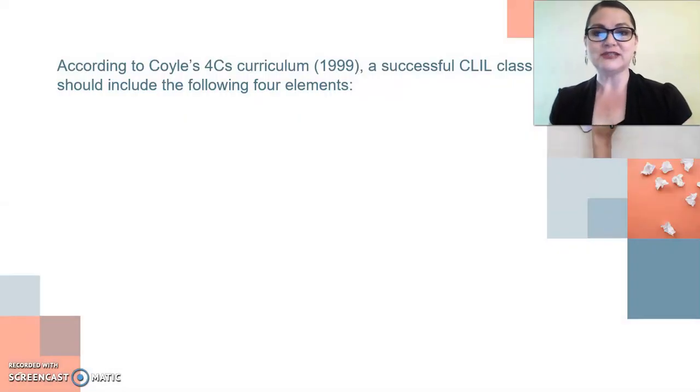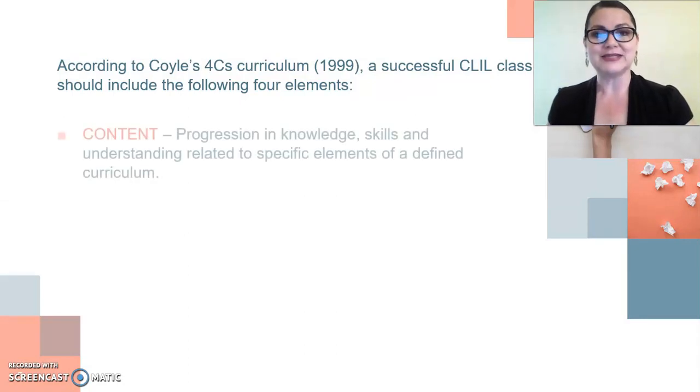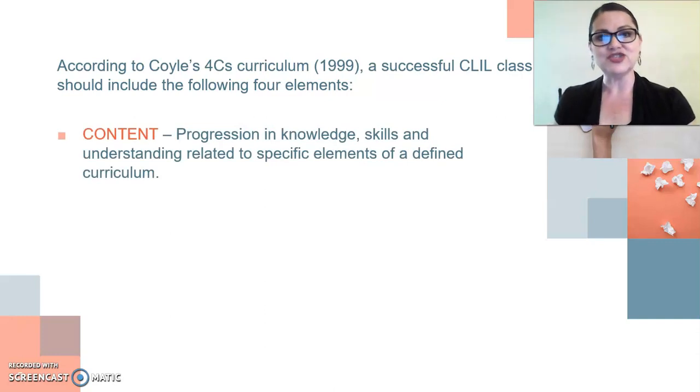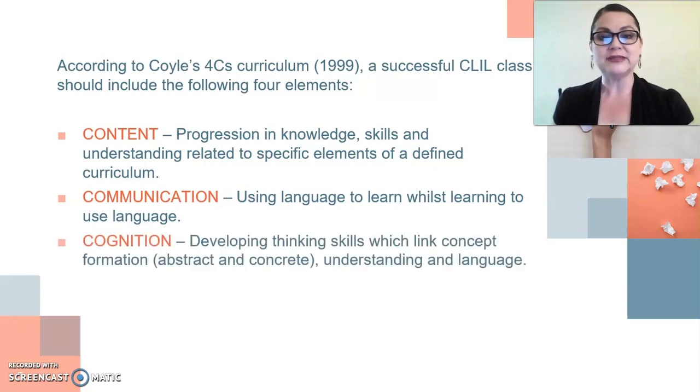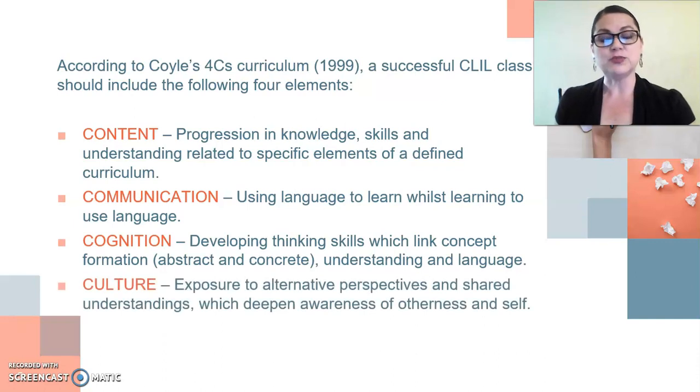According to CLIL's first curriculum, a successful CLIL class should include the following four elements: content, progression in knowledge, skills, and understanding related to specific elements of a defined curriculum; communication, using language to learn whilst learning to use language; cognition, developing thinking skills which link concept formation, understanding, and language; culture, exposure to alternative perspectives and shared understandings which deepen awareness of otherness and self.